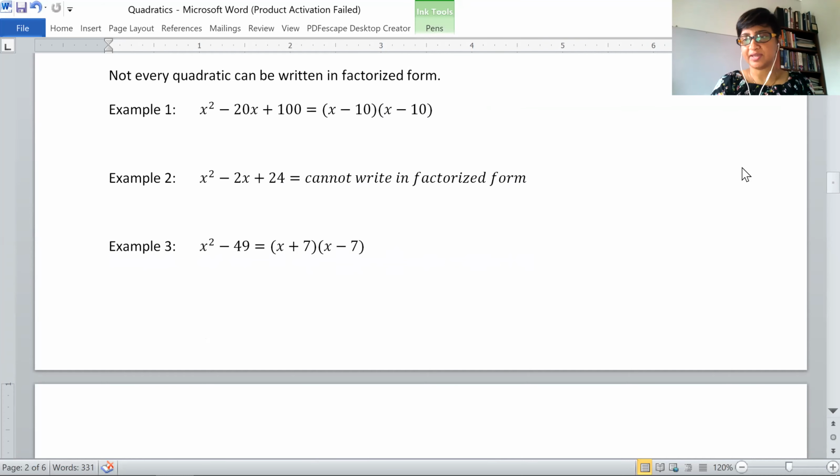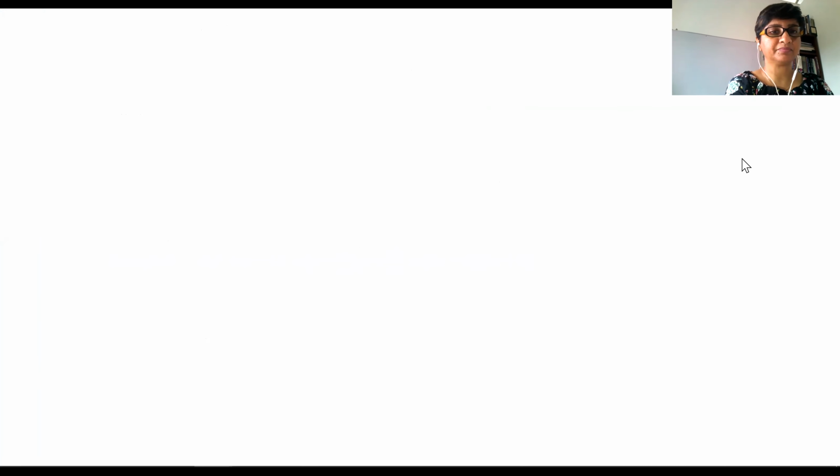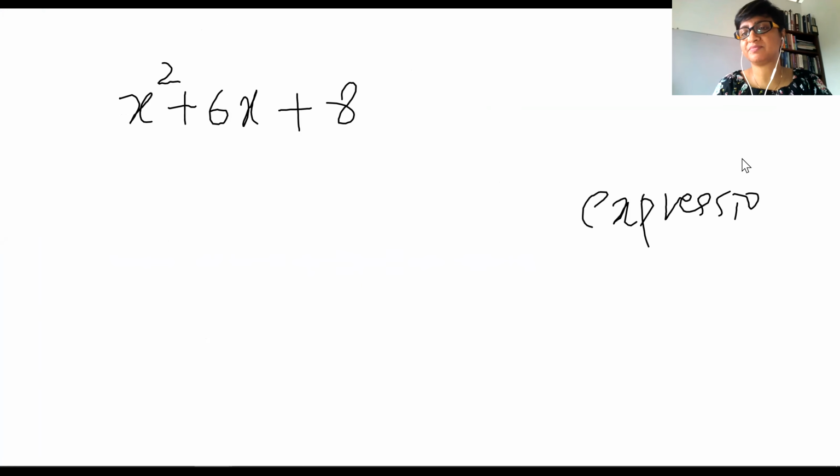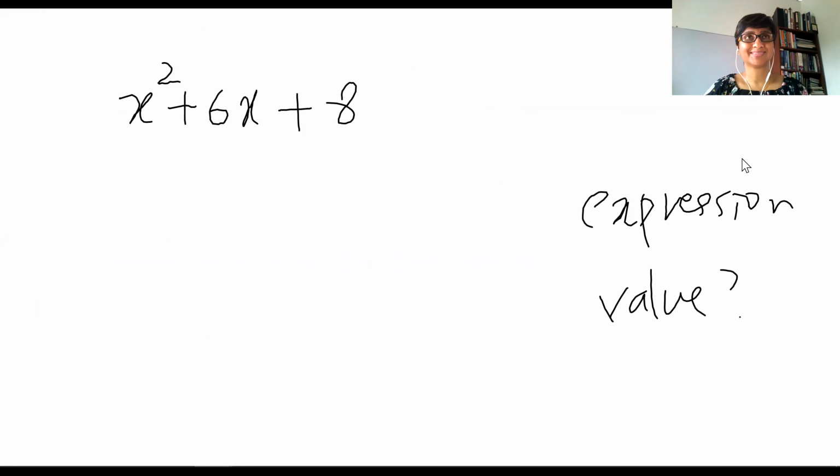Okay, I'm showing you a quadratic. x squared plus 6x plus 8. I have given you the quadratic in standard form. Now you know that this expression is just an expression. Do you know the value of this expression? What's the value of this expression? Do you know the value?